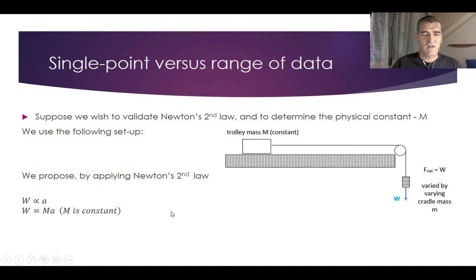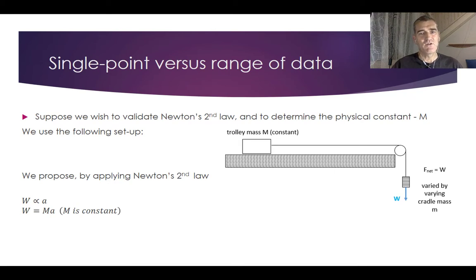And the students that set this up, who I refer to in the first part of the video here, are proposing that we can apply Newton's second law, that is F net equals ma, to this system. The students are proposing that we can vary the net force by varying the mass of the cradle over here, and that that net force should be able to accelerate the mass of the trolley, which is kept constant. So the data that comes from this has been determined and calculated here so that the trolley mass is actually 500 grams.